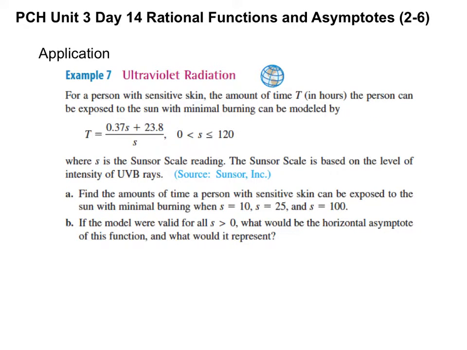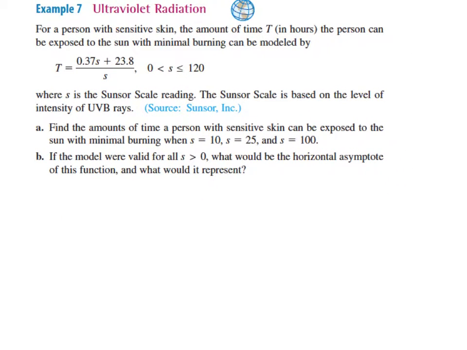Okay, let's take a look at our answers here, see what you came up with, and then discuss part B particularly. So part A, we had different values of S, that's our independent variable. T, the amount of time that you can spend outside without getting a sunburn, is dependent on the intensity of the sun. So T in this case is our dependent variable. When S is 10, how long can you stay out? 2.75 hours, okay? How about when S is 25? 1.322.